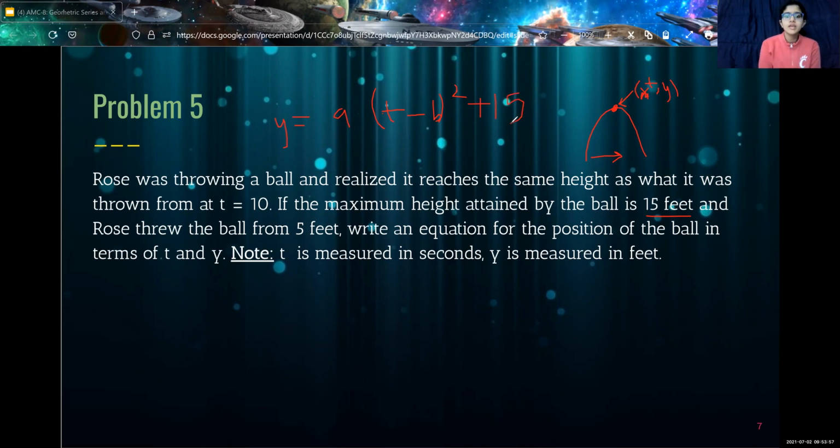And now we see that it reaches the same height as what it was thrown at. So what this says is when it was thrown, it's the same height as what it is at t equals 10. So that means that t equals 0 and t equals 10 have the same y coordinate, right? As I said earlier, there is a vertical line of symmetry through the vertex of a parabola. So the t-coordinate of the vertex should be halfway between 0 and 10. So what number would that be?